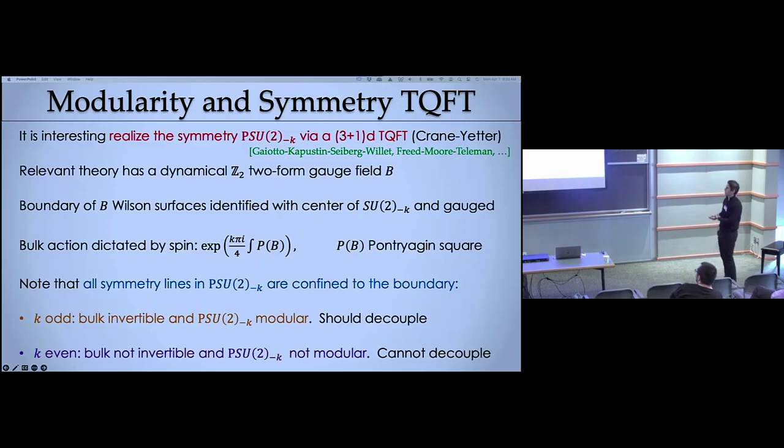And we have a bifurcation of two cases. One is that K is odd. In that case, this symmetry is modular on its own. The bulk is invertible, and this symmetry should decouple. And the second is that K is even. Then the bulk is not invertible, and this symmetry is not modular, so it cannot decouple.